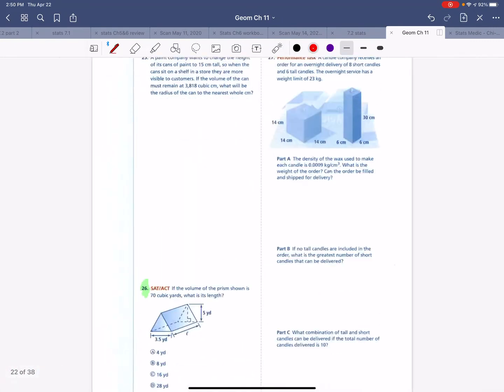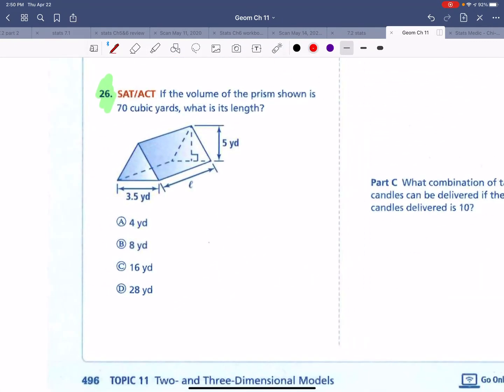26 is my last one? Okay. Cool. This is a cool one. This is a prism, right? Because it has rectangular faces. The volume of the prism shown is 70 cubic yards. What is the length? Volume of anything in the universe is the area of the base. So that's our base. And we have to figure out what is the area of that.